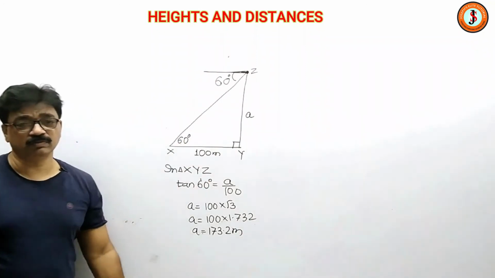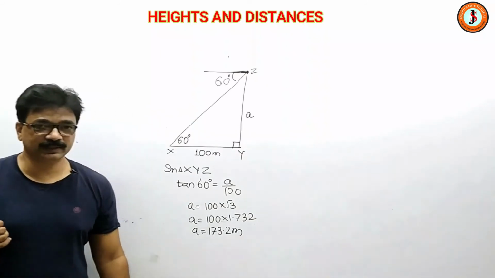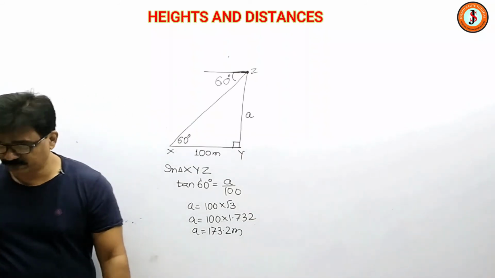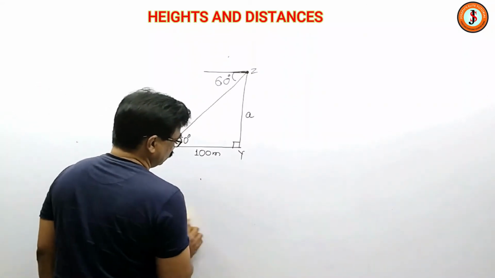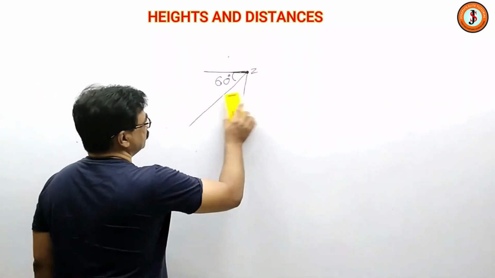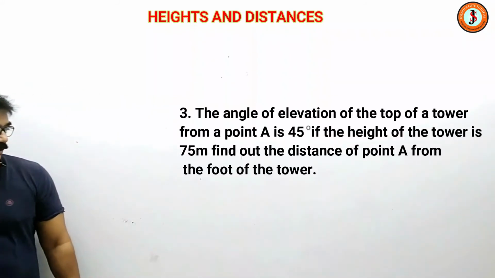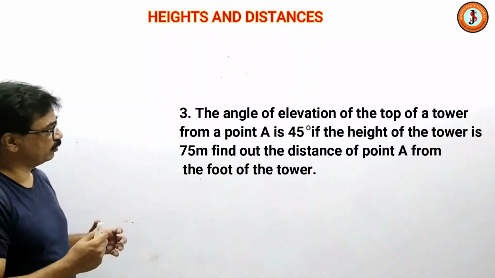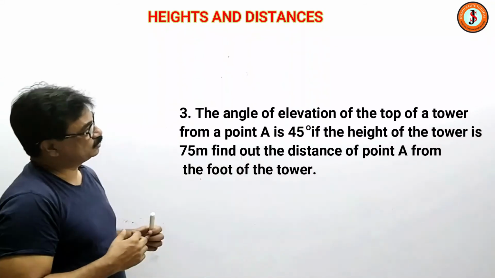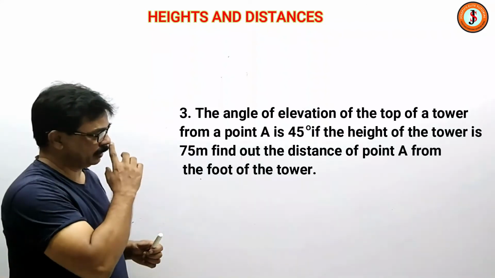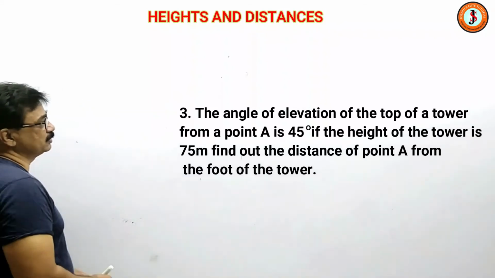Angle of depression we have understood. Now let us go to the next question. I'll rub this off for you very fast. What does it read? The angle of elevation of the top of a tower from a point A is 45 degrees. The point A is on the ground and the height of the tower is 75 meters.